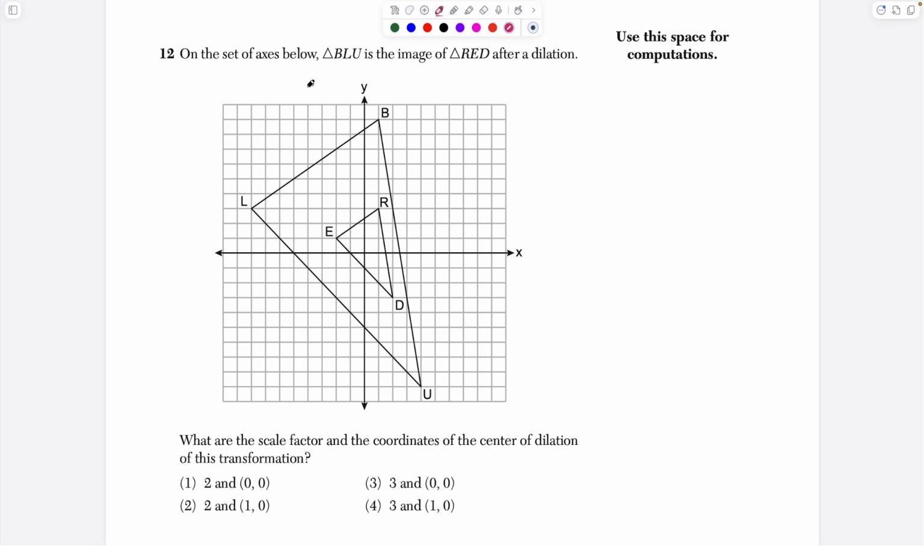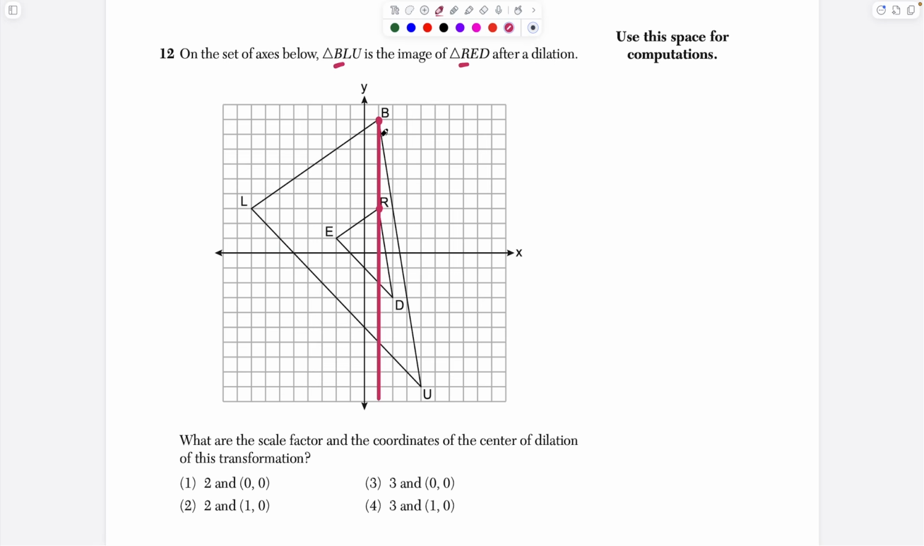Question 12, on the set of axes below, triangle blue is the image of triangle red after a dilation. What are the scale factor and coordinates of the center of dilation of this transformation? Well, for one, we could find the center of dilation first. And the way that we do this is we draw a line that connects the corresponding points. So B and R would be corresponding here in these two triangles. So I'm just going to draw a line segment here. I don't have to draw this forever.